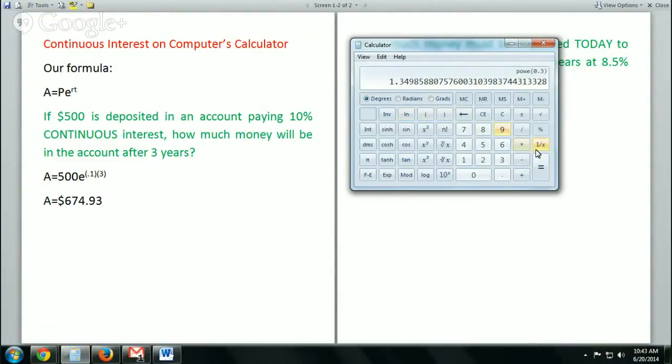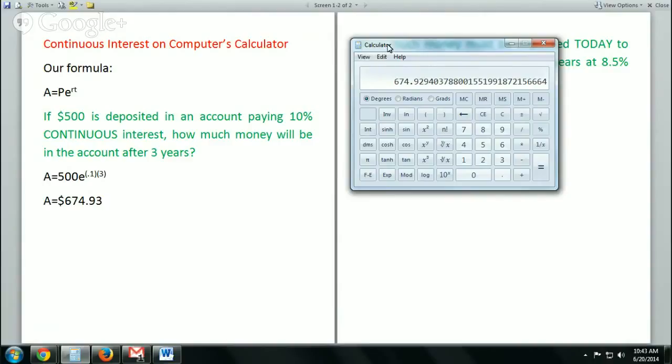And then last thing to do is times the principal, 500. Press equals, and there is the amount that we'll have in the account after 3 years. Rounding for money, remember that we want to talk about pennies here, so this 9 rounds up to a 3 in the spot here. $674.93 when it's rounded properly.